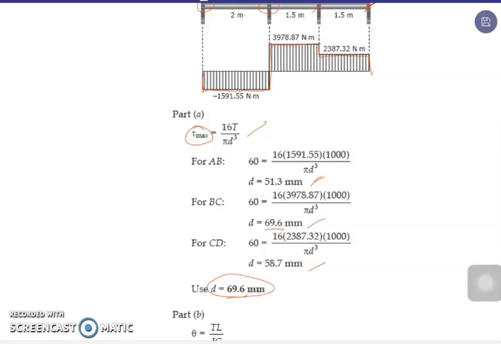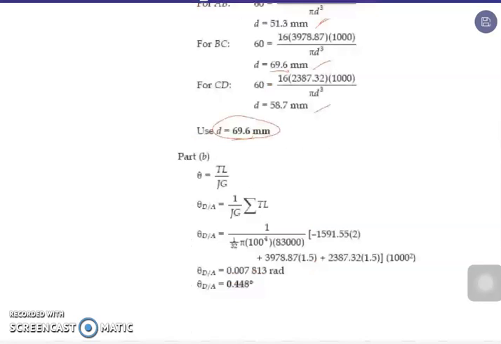Then letter B, we are required to compute the angle by which one end of the shaft lags behind the other. So what will be the angle of twist? We make use of the equation TL over JG. From that formula, we're going to have our angle of twist from D over A, which will be equal to 1 over JG.